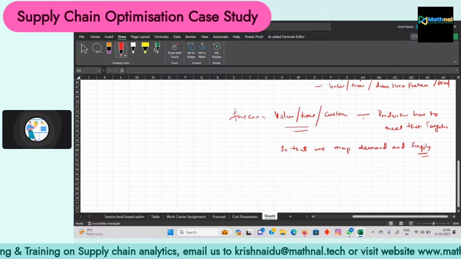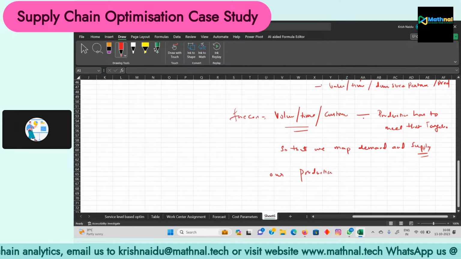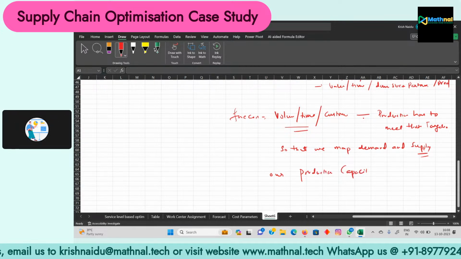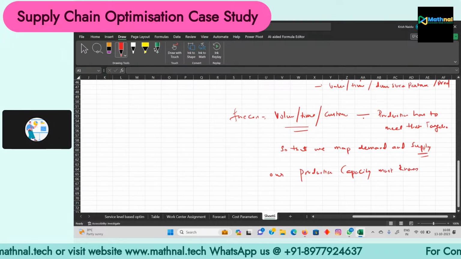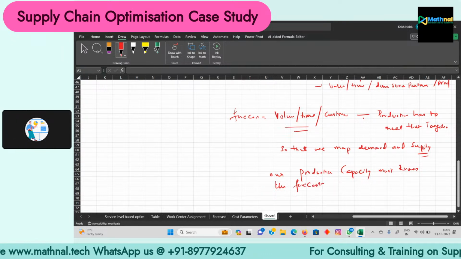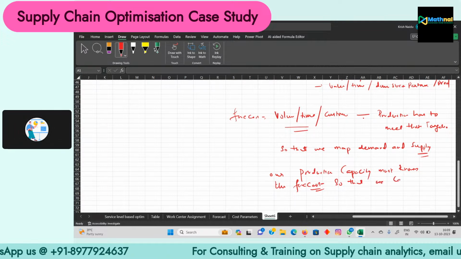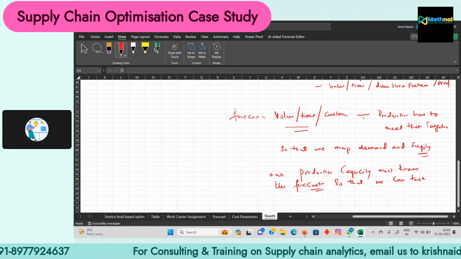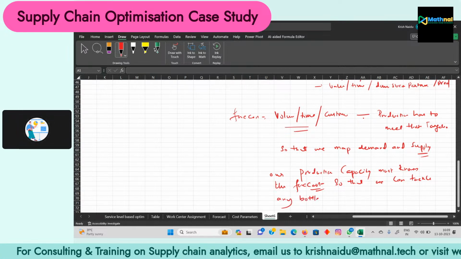So our production capacity must know the forecast so that we can tackle any bottlenecks which will come around.